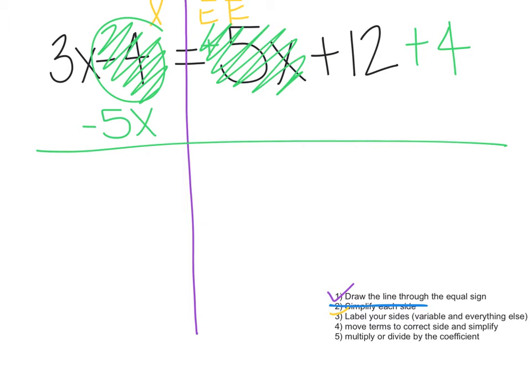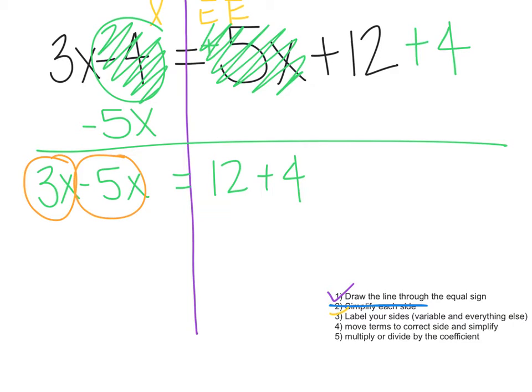So if I rewrite my problem, I have 3x minus 5x equals 12 plus 4. And I need to go ahead and simplify that, which means I need to combine my like terms together. My 3x and my minus 5x are like terms because they both have x. 3x minus 5x is negative 2x. And then on the right side, I have a 12 and a plus 4. I can combine those together because neither of them has a variable, and that's going to give me 16. So I have now simplified both sides.